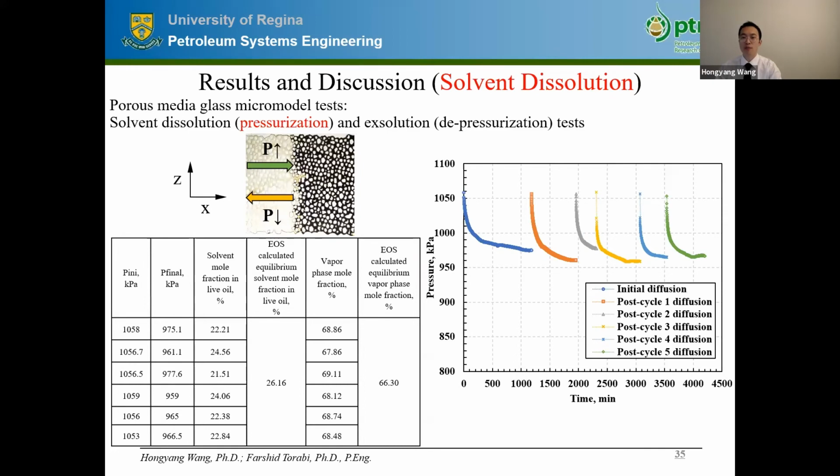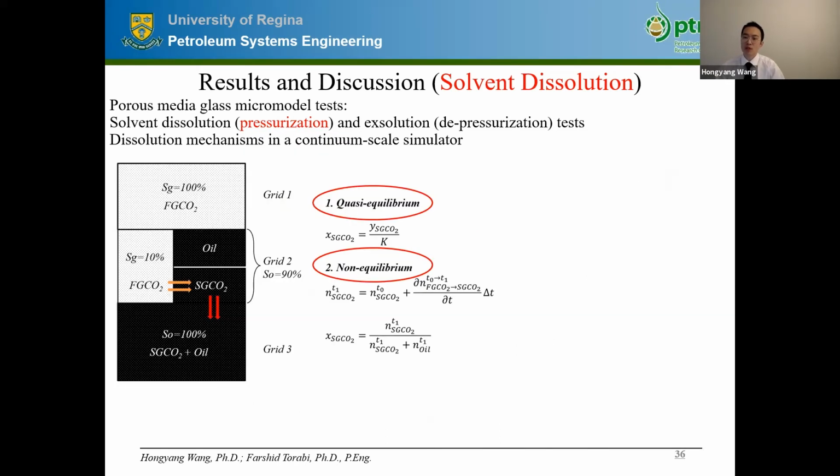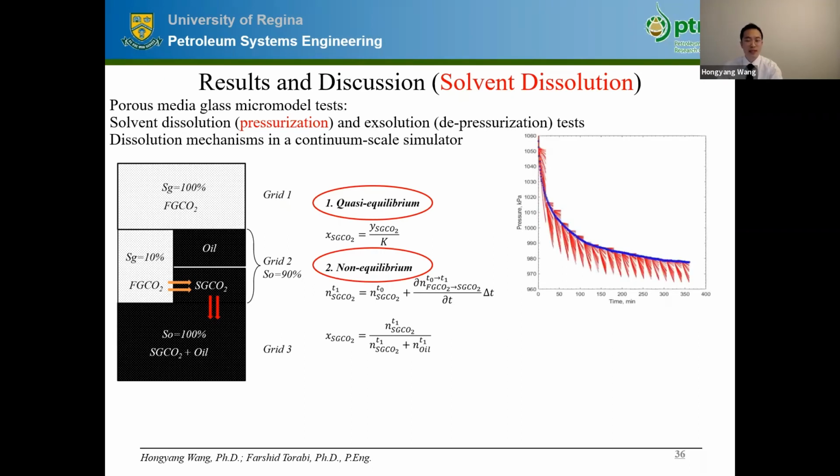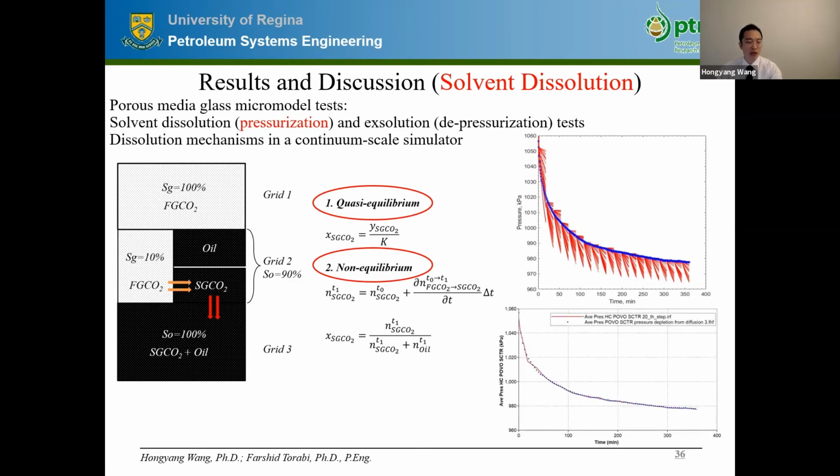When the model was positioned perpendicular to the ground, we can also see that the solvent mole fraction in the live oil was approaching equilibrium. In order to simulate this bubble dissolution, we have applied two boundary conditions. One is a quasi-equilibrium boundary condition. The other is a non-equilibrium boundary condition. Here is an example of the trial and error of the history matching of the pressure decay curve, and here is the final result.